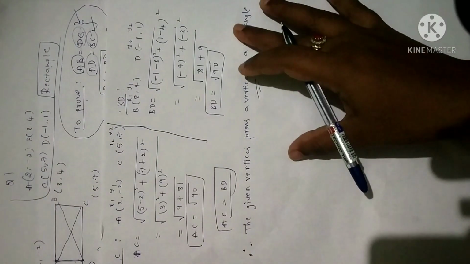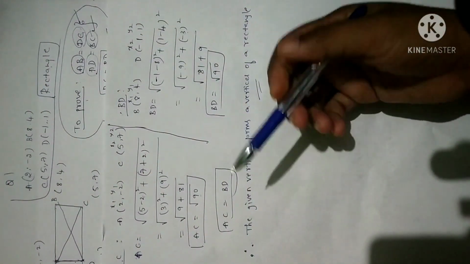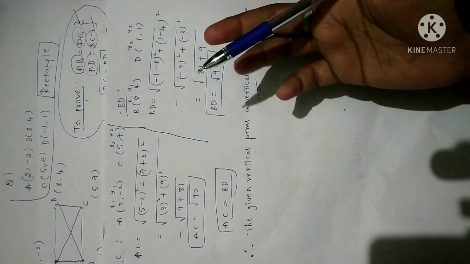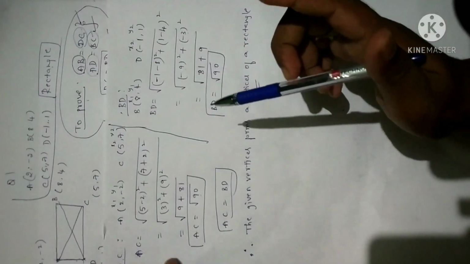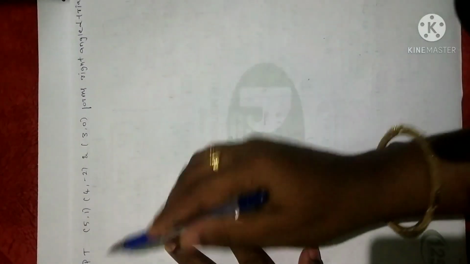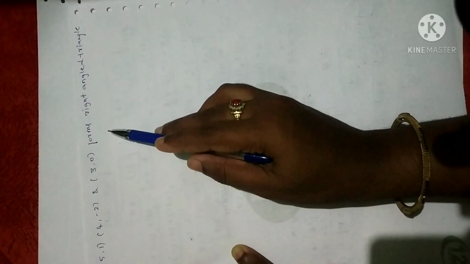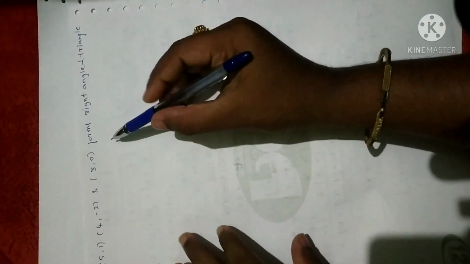So whatever the question will be, if they ask you to prove vertices of some certain geometrical figure, you must and should use distance formula. That is understood. Okay. Now let me explain one more example. Look at the question here. Prove that 5, 1, 4, minus 2 and 3, 0 form a right angle triangle. Question is right angle triangle.